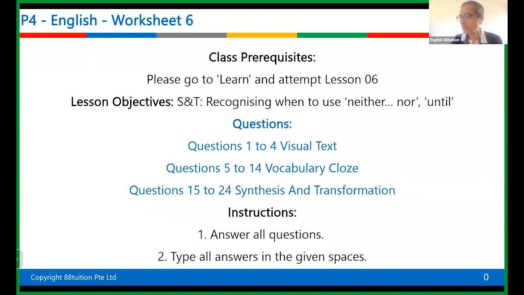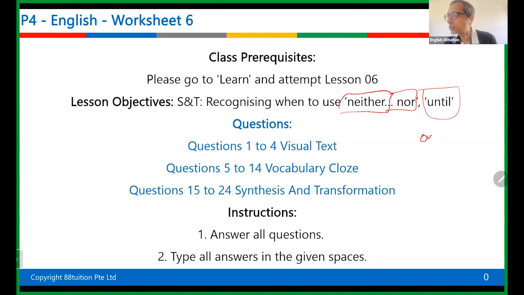Here, just note that there are two learning objectives. If you look at it, let me write it. Neither, nor, and until. How about only? Recognizing when to use only. There must also be only.